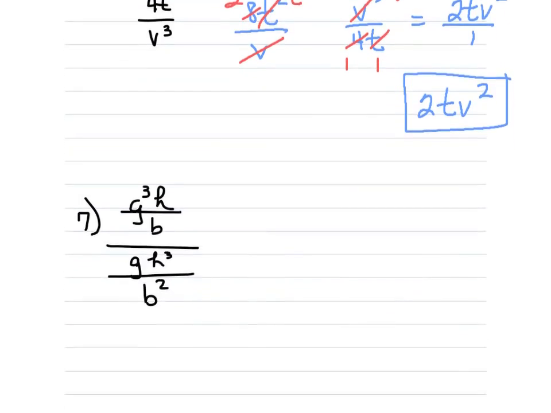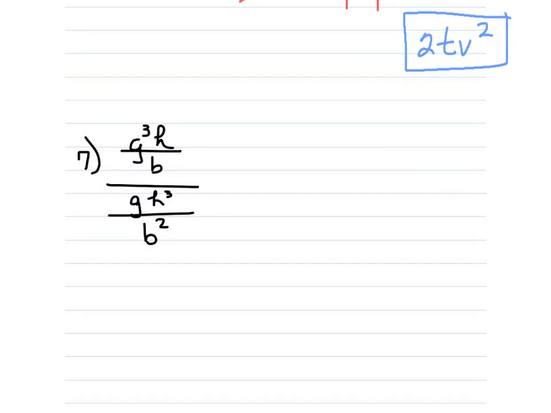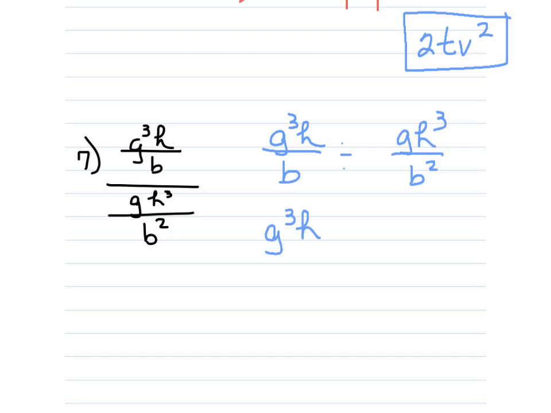And let's look at number 7. Again, let's write it as a division problem. I have g cubed h over b divided by g h cubed over b squared. And again, multiply by the reciprocal, g cubed h over b times b squared over g h cubed.